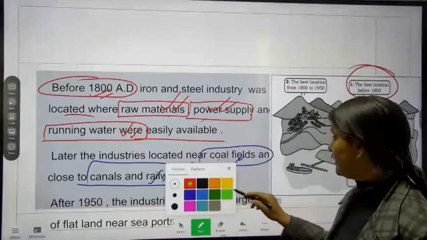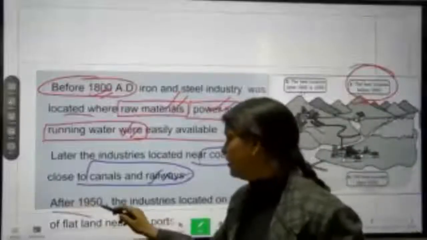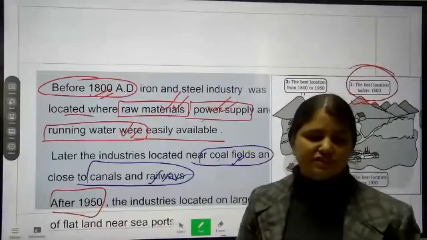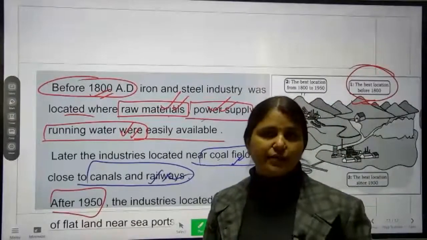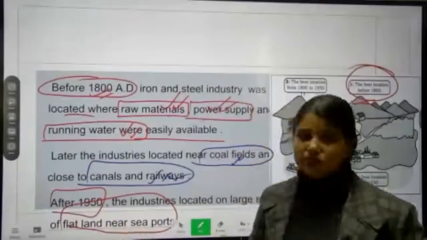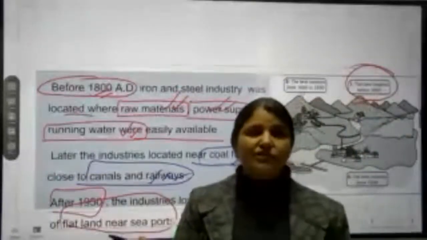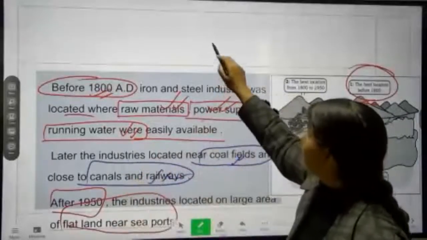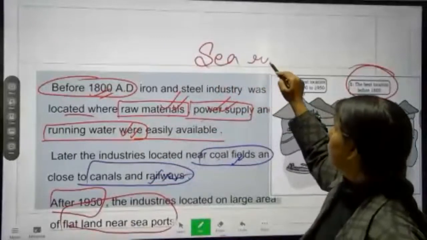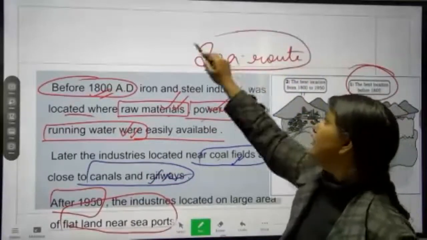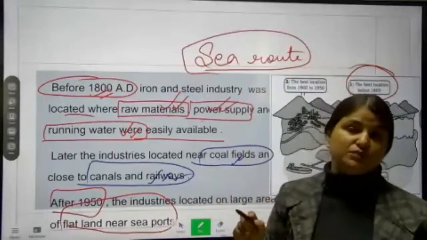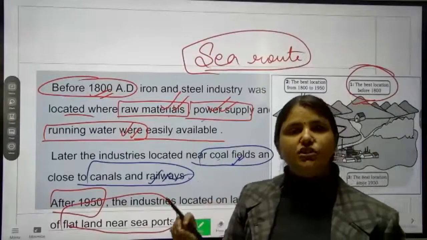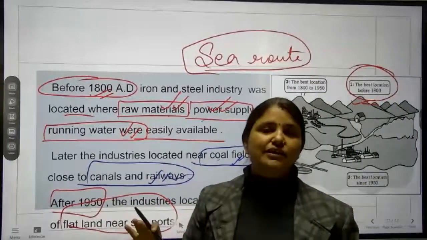Now next we will see after 1950, almost after independence, because in 1947 our country got independence. So after independence, industries were located on large flat land near the seaports. Matlab, water facility was the most priority there, plus transportation. As you know, in class 6 you studied the sea route. What do you mean by sea route? Sea route is the cheapest means of transport. Easily, at a very cheap rate, we can transport by sea transport.